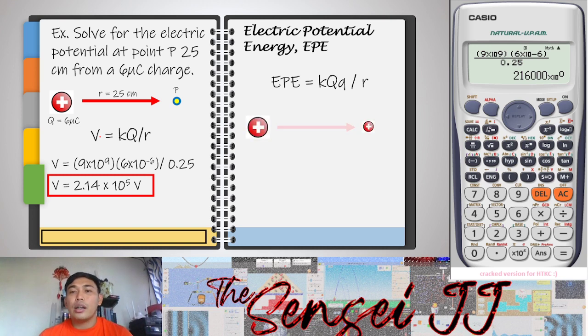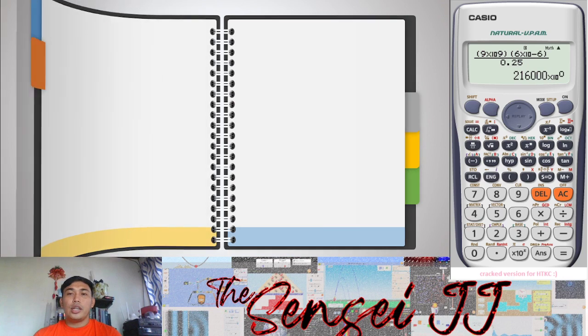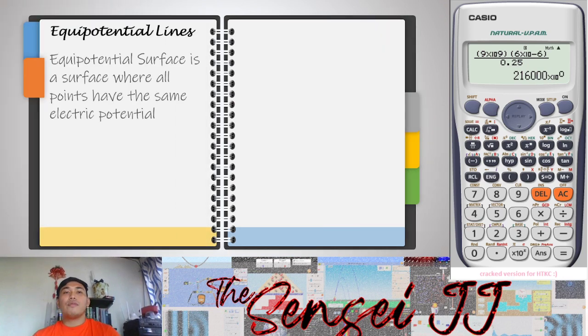So we have here our charge from one to another, and we have the distance. So with this, we can get the unit of our EPE of C squared. Cancel natin siya. So wala na tayong charge na matitira dito. And we have here canceled our meters, and matitira is yung ating Newton meter, and this has a unit of Newton meter or joules. Okay? So last, we have the equipotential lines.